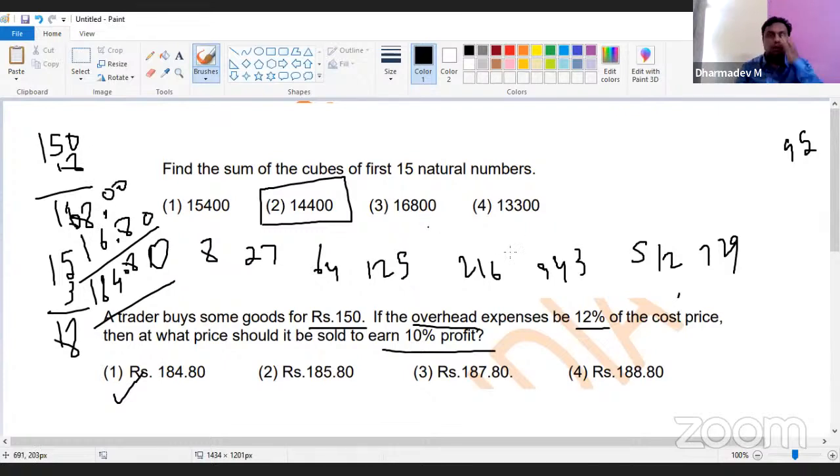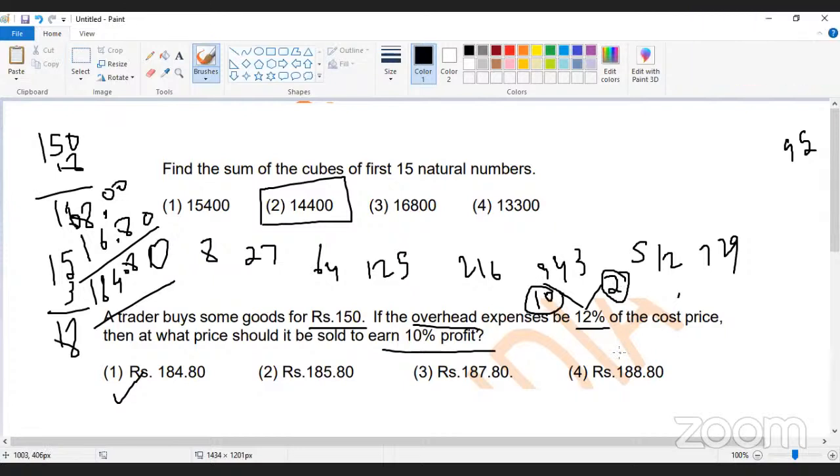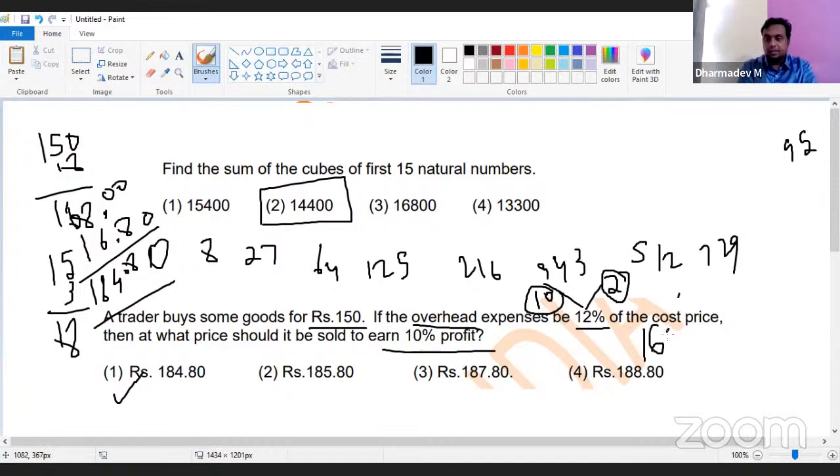Great. Okay, for 150, 12% means divided by 10, that is 15. Again, divide the 15 by 10, that is 1.5. So I want 12%. I will break it as 10 plus 2. So 10% means 15, 2% means 3. So 10% plus 2% is 18. That's the expense. So 150 plus 18 is 168. The new cost price is 168. With this, he is making 10% profit. So that is 184.80. Any doubts?